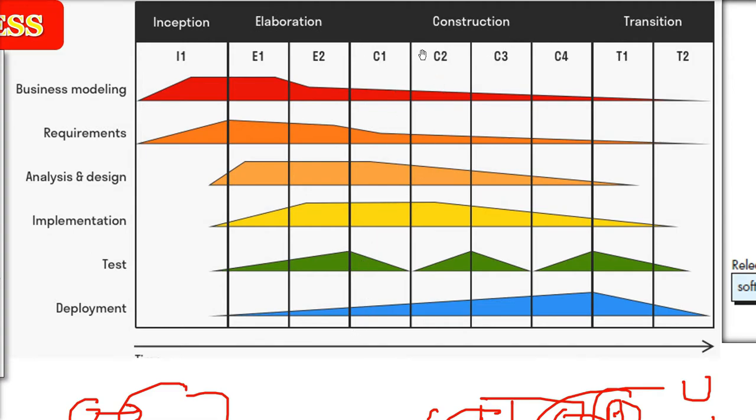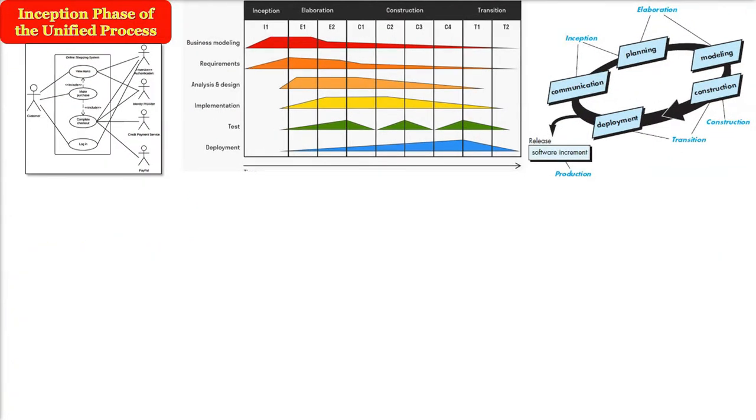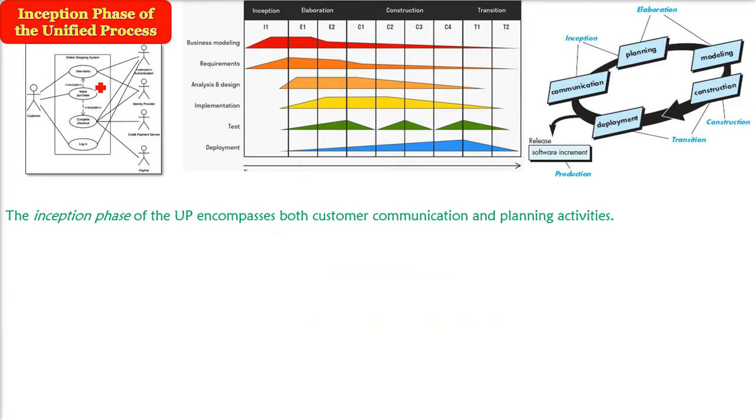For example, in construction, all these activities are going on, but the iterations are C1, C2, C3, C4, and C4 is the final iterative increment, and then transition. So all these classical activities are added somewhere. So we'll start with the inception phase.